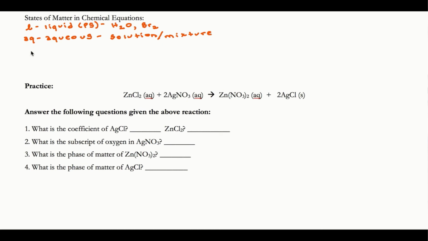Okay? The next state of matter, G, stands for gas. I don't think I need to explain that one. And then S stands for solid. So those are the 4 states of matter that you will see in this class.